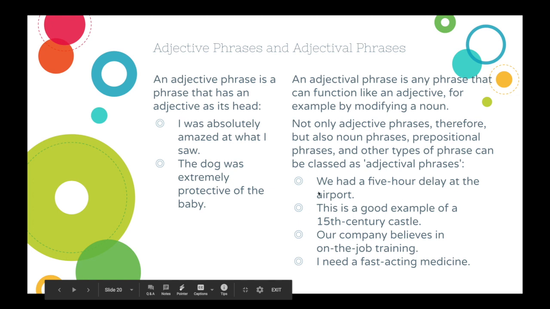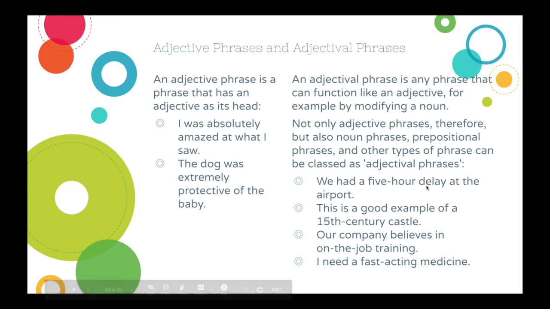For example, we had a 5-hour delay. So 5-hour is an adjectival phrase, even though 5 hour is a noun phrase. And this is a good example: a 15th century castle. 15th century is a noun phrase, but since it describes a noun, we can call it an adjectival phrase.